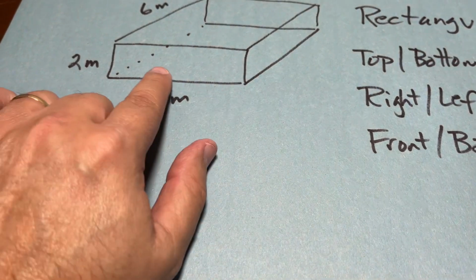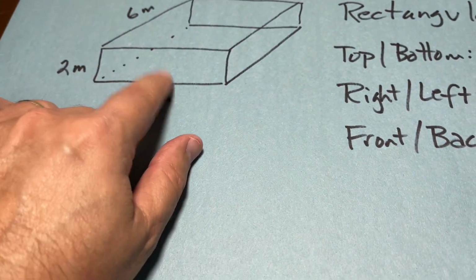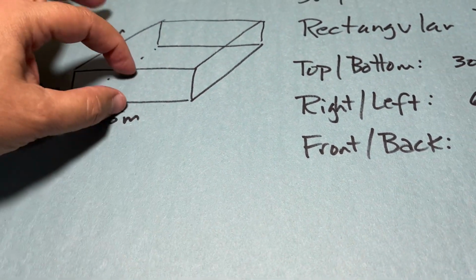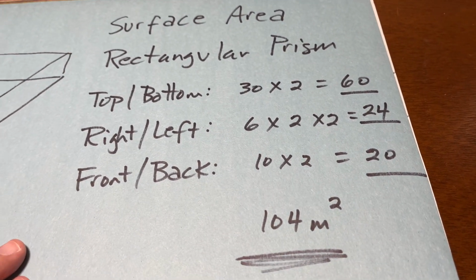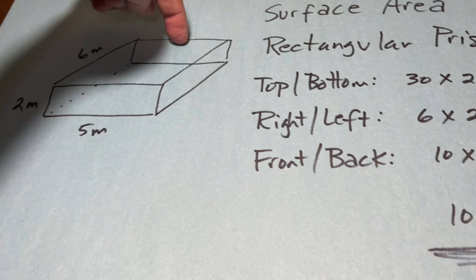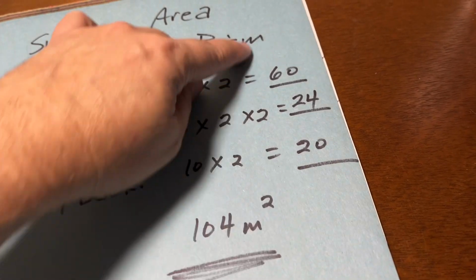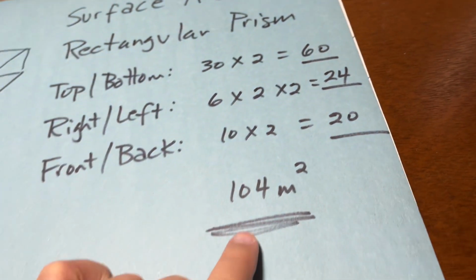Now the front and the back. The front, this is 5 and that's 2. 5 times 2 is 10, because these are all rectangular pieces. And then I'm multiplying it by 2 because it's the front and the back, so that's going to be 20. If you sum these, you get 104.